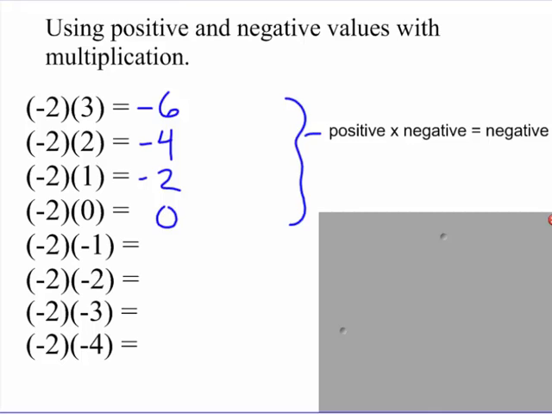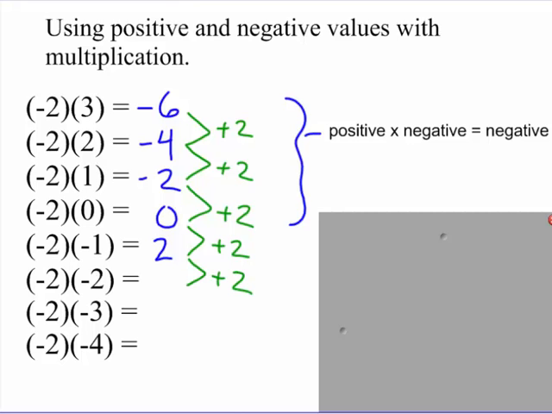And we'll notice here, and this is the important part, to go from here to here, I added 2. To go from here to here, I added 2. I added 2 every single time. So now when we get down to negative 2 times negative 1, we've never looked at two negatives multiplied together. But if we analyze the pattern, if I add 2 to 0, I should get a positive 2. If I add a positive 2 to a 2, I should get positive 4. And I will continue with that right through to the end. So 4 plus 2 is a 6. 6 plus 2 is an 8.